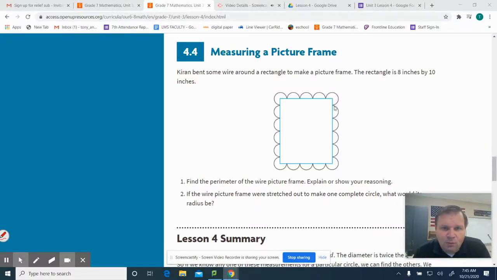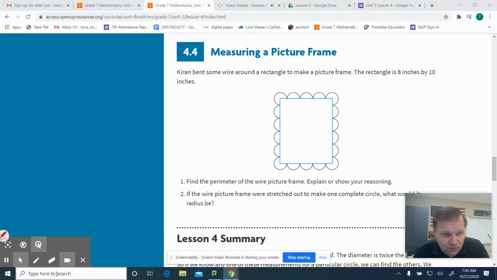Let's look at 4.4. We have this picture frame, and this person has bent some wire in circles, half circles around the outside to make a decorative piece of that. It wants us to find the perimeter of the wire on the picture frame. Well, perimeter and circumference are the same thing.